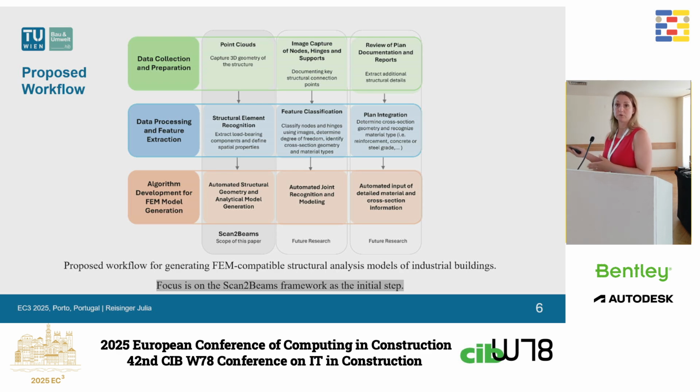However, in future, we also need to look at the hinges, at the joints. So we will go through the building and capture with photogrammetry and pictures the knots, the hinges, and the supports, and create a deep neural network that automatically classifies the hinges, the degrees of freedom, and so on, and imports that into the analytical model to have this automated joint recognition. And furthermore, of course, we also need to look at the material information.